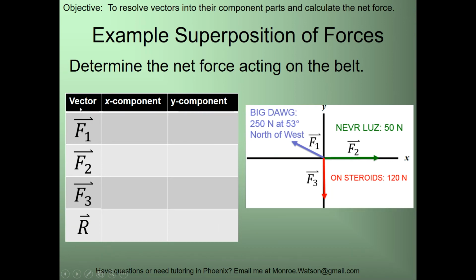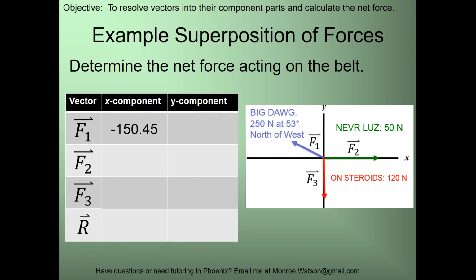So I strongly encourage you to create a data table just like I have here so we can take an inventory of all of our forces. In the first column, we've got our vectors, F1, F2, and F3, all represented. And then at the bottom, we've got a resultant vector. For the second column, we've got the x components of all of our forces, and then the y component is the third column. So pause the video, see if you can fill in all of these boxes before I start the video back up again.